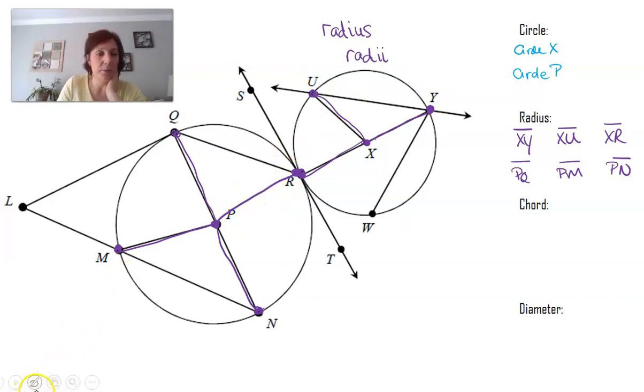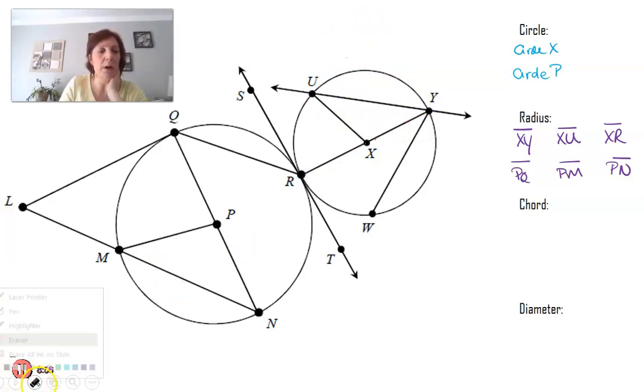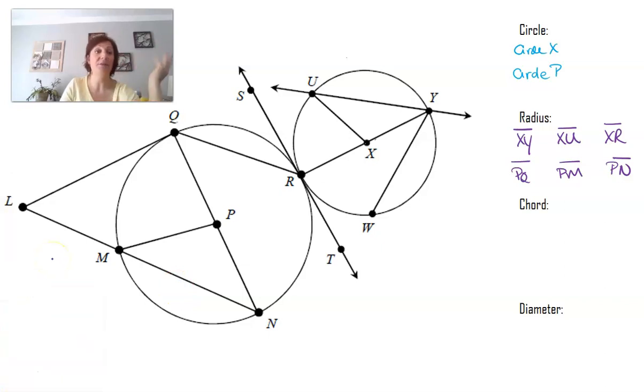Okay, so let's see what chords we have labeled. I'm going to clean up my diagram a little bit here. Okay, so for a chord, I'm just looking for a line that happens to connect any other 2 points on the circle. So let's see. If I start here at point U, let's follow this line and see where it takes us. UY. Look, that's a chord. UY.